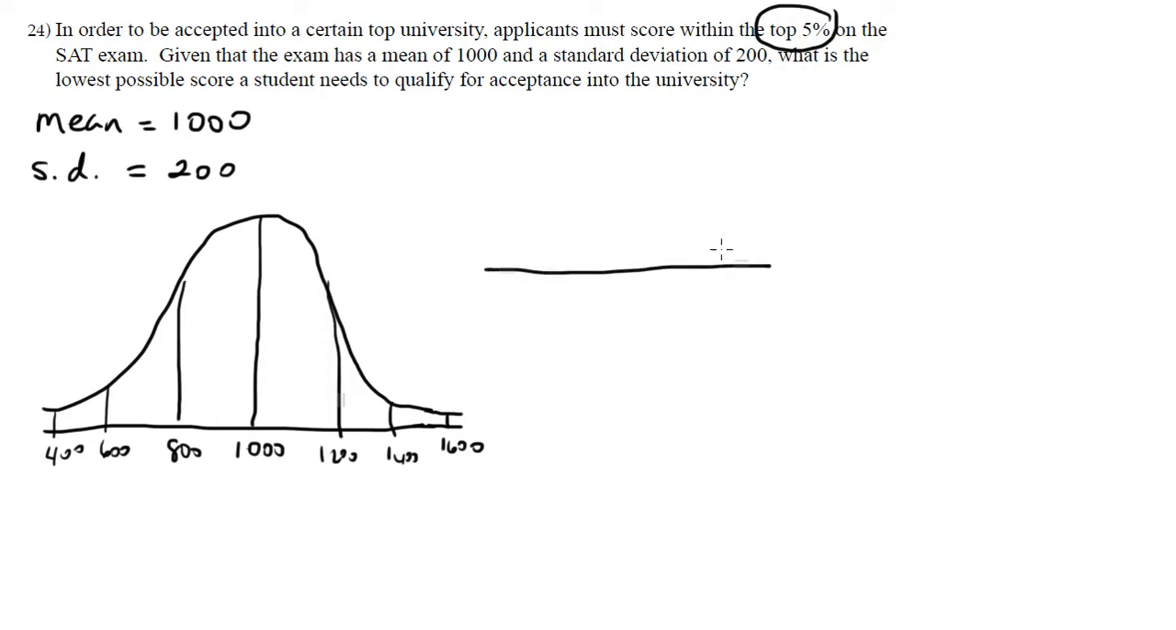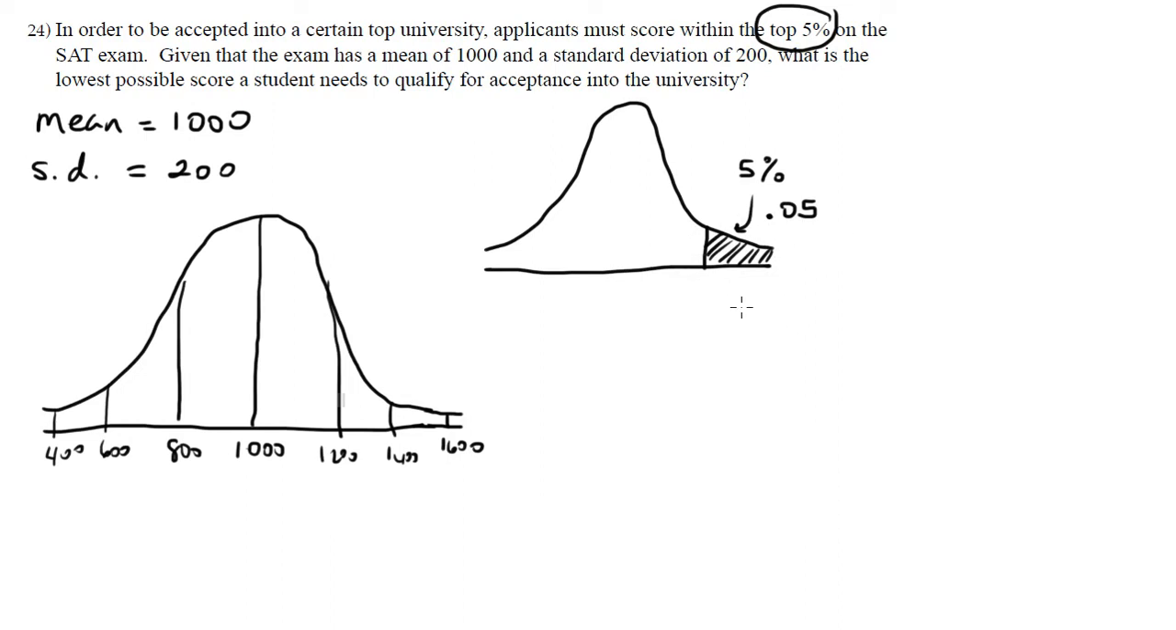So I'm going to draw another normal distribution here. And we're interested in the top 5% here. So this is 5%, or if I wrote this as a decimal, divide by 100, 0.05. So the area of this region here is 0.05, right?